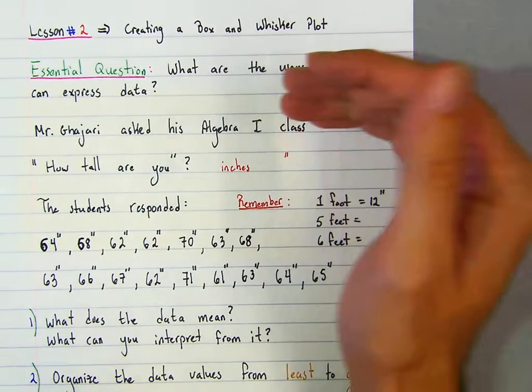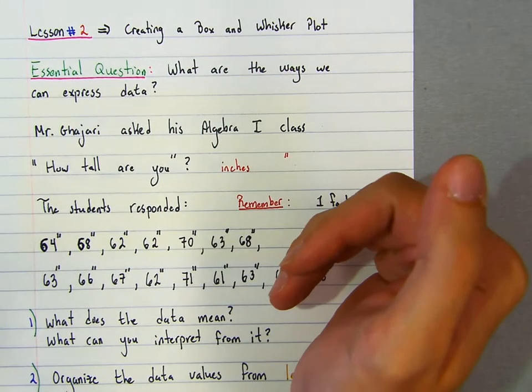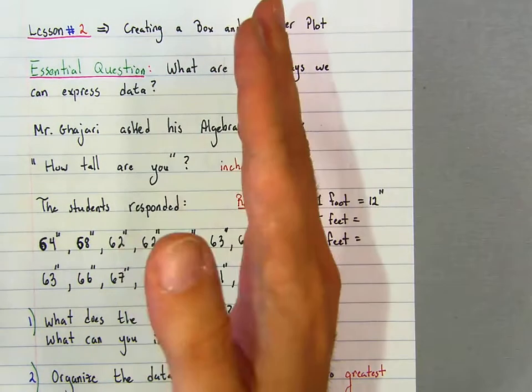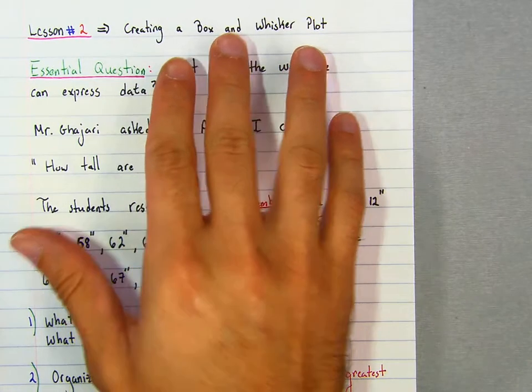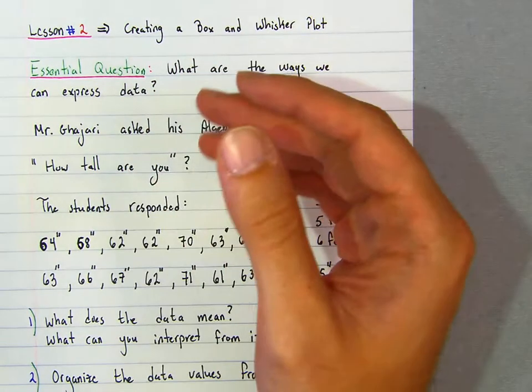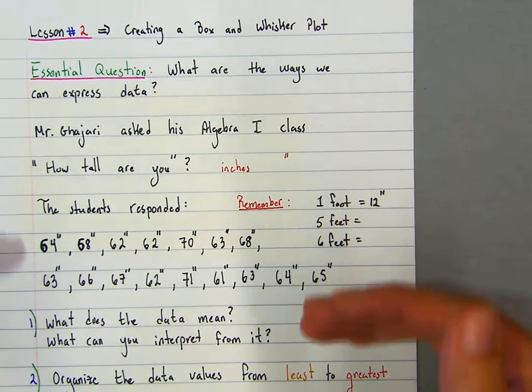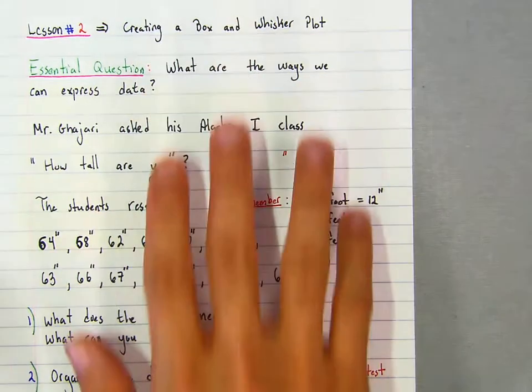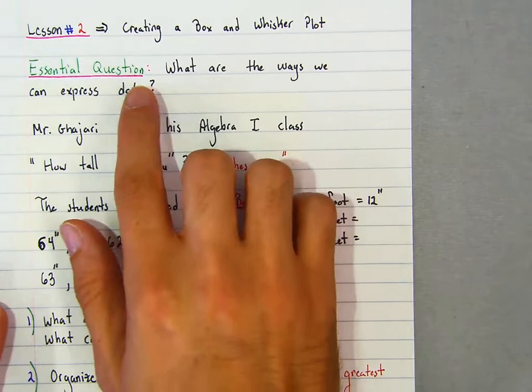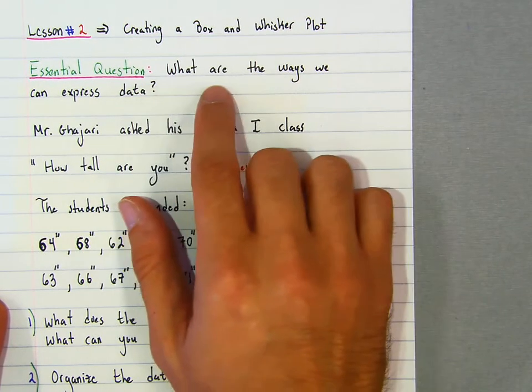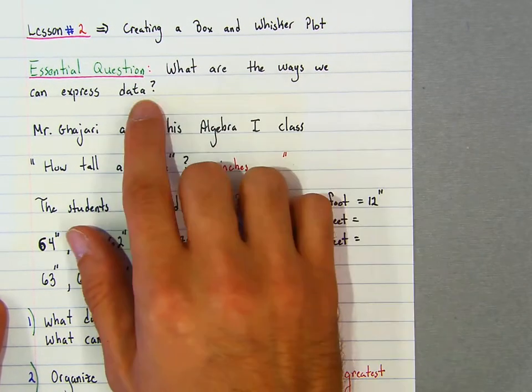The game plan for today is let's review the ideas of making a histogram, and then from there we're going to show a different way of how you could show data values. So here what I'd like you to do is pause the video, take your time, have this in your notes, and let's read the essential question today. What are the many ways that we can express data values?